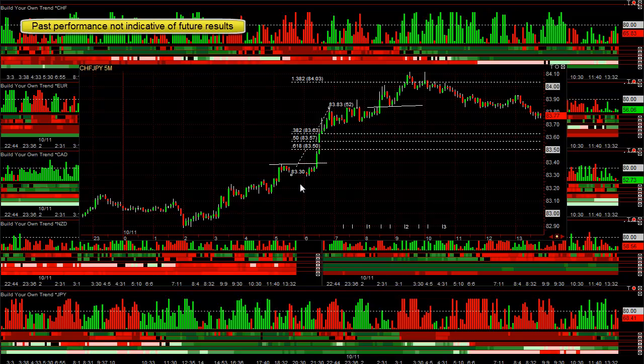Use support resistance to exit half your trade if the market stalls there or if the momentum dies right near one of those support resistance areas.